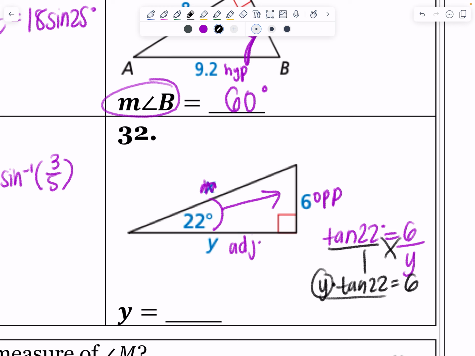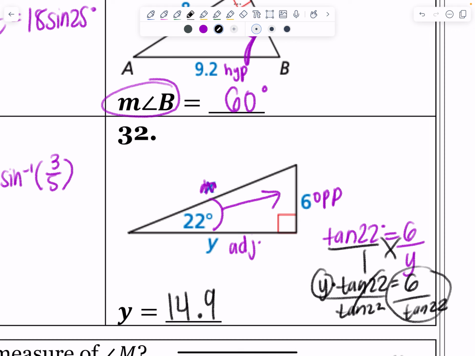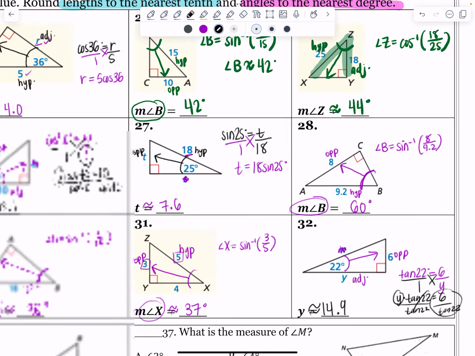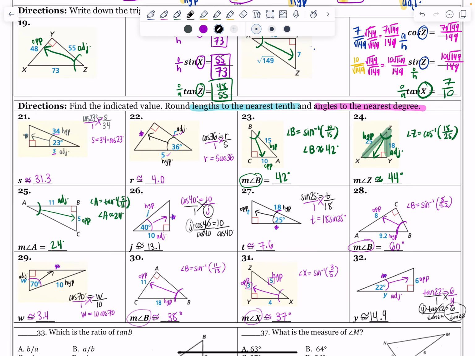So how do I get y by itself? What's the opposite of multiplying by the tangent of 22? We divide by the tangent of 22 on both sides. So this ends up being a division problem. You type 6 divided by the tangent of 22 into your calculator, and you get about, to the nearest tenth, 14.9. So make sure you pay attention to those directions. It says to round the side lengths, normal trig, to the nearest tenth, and the angles, inverse trig, to the nearest degree.